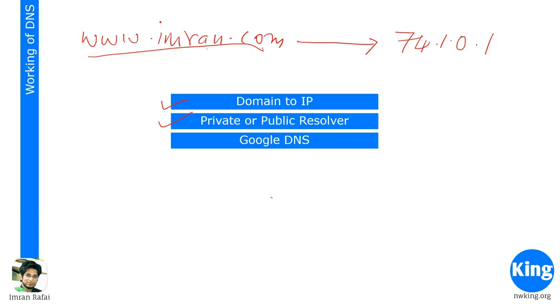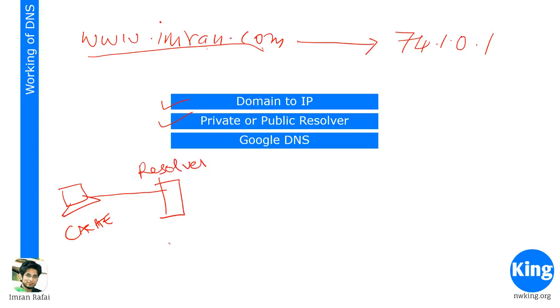So this is your computer, right? And your computer is configured to contact somebody called the resolver. Normally, the first time you type imran.com, this computer will check its own cache. If this computer has accessed this website earlier, the IP address is definitely going to be there. If it can't find anything in its cache, it's going to send the request to the resolver. This is called a resolver.